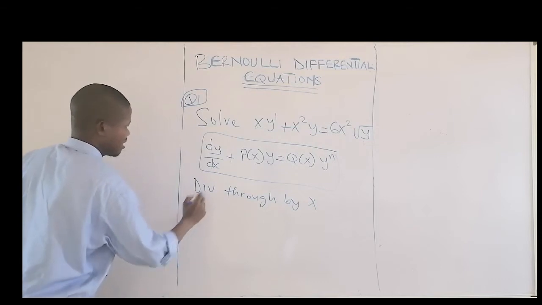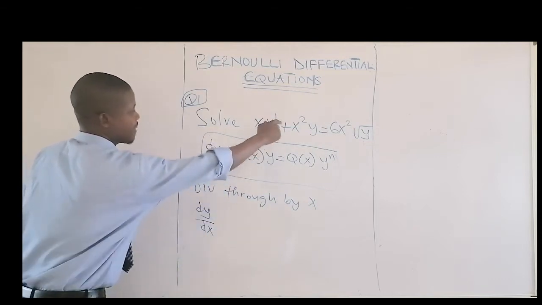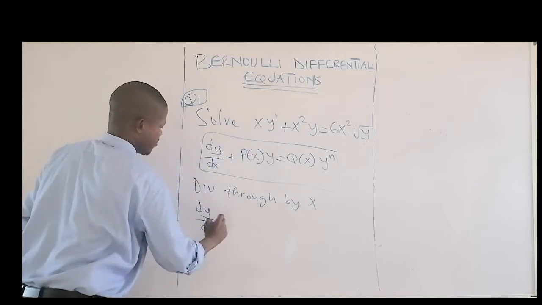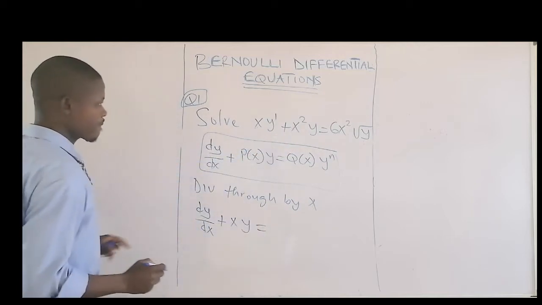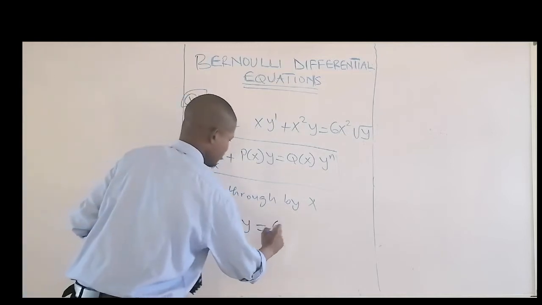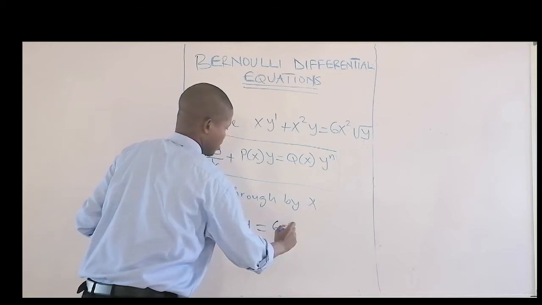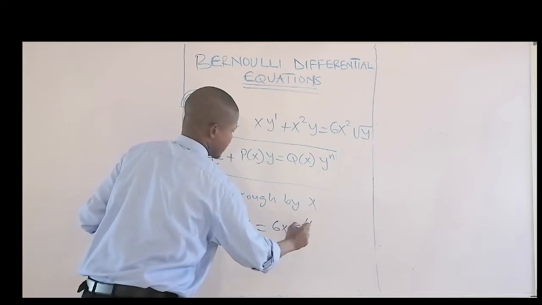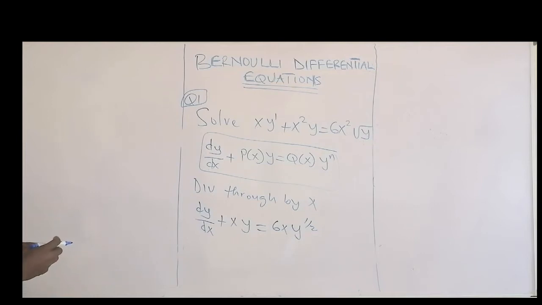Then we have y prime, that is dy/dx, plus x y equal to 6x. And then this radical, you can remove the square root, and that will equal y to the power half. So that's what we have now.